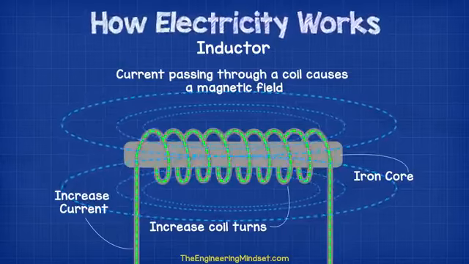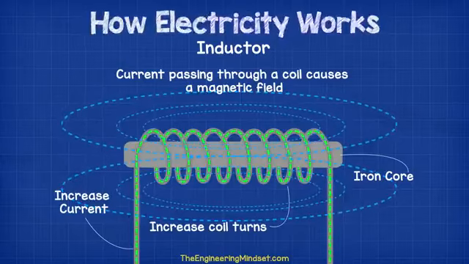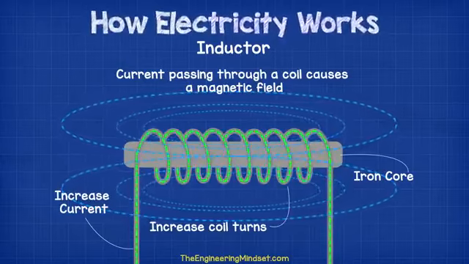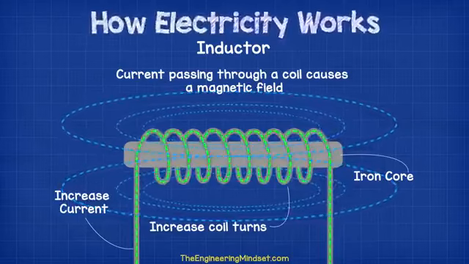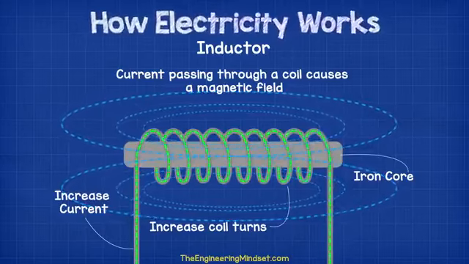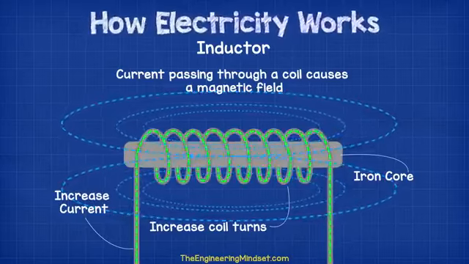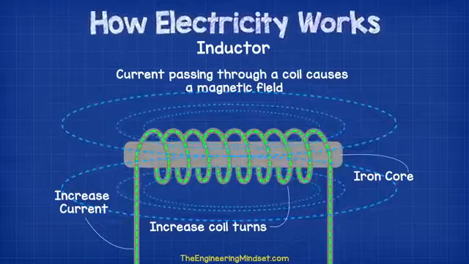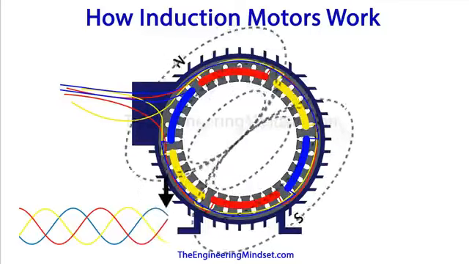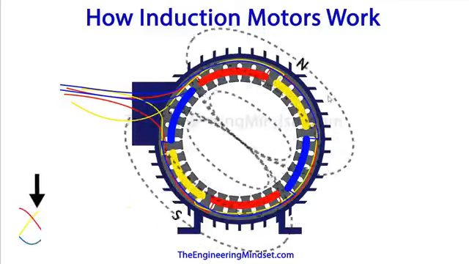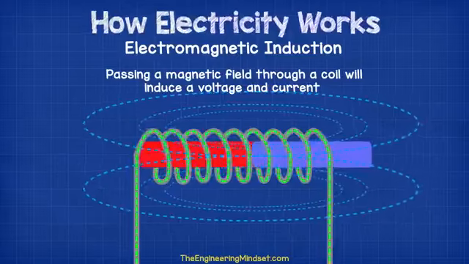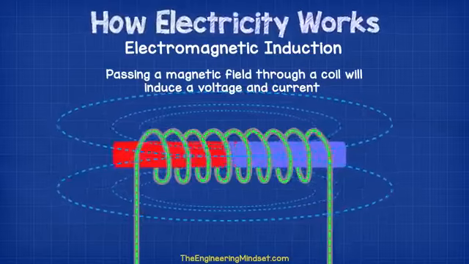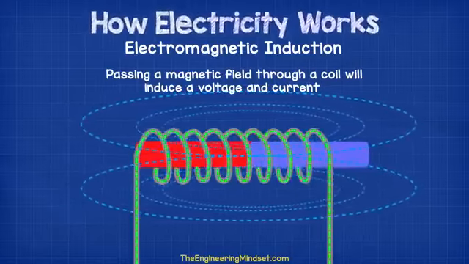We can increase the strength of the magnetic field simply by wrapping the coils around an iron core. We can also increase the number of turns within the coils, and also we can increase the amount of current passing through the circuit. Now this is how electromagnets work, and it's also the basis of how induction motors work. If you want to learn more about induction motors, we've already covered this in another video, just see the link on screen now.